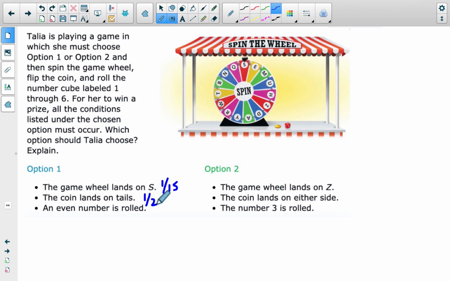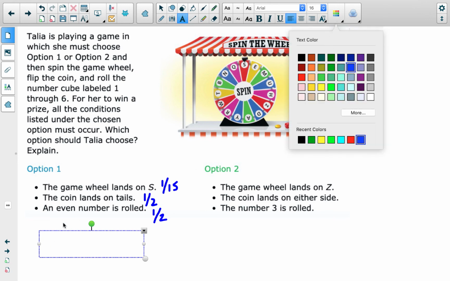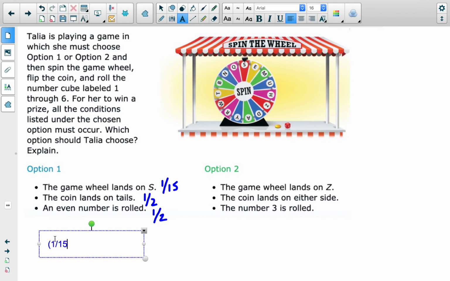And the probability that an even number is rolled is half of the numbers on a dice are even. 3 out of 6 of them. So, all I would really do here is, and let me make this blue, I would do 1/15 times 1/2 times 1/2. And that gets a value of 1/60th. Not very good chance there. In case you're wondering, that value is like 1.5% approximately. It's 1 2/3%. That's very unlikely.